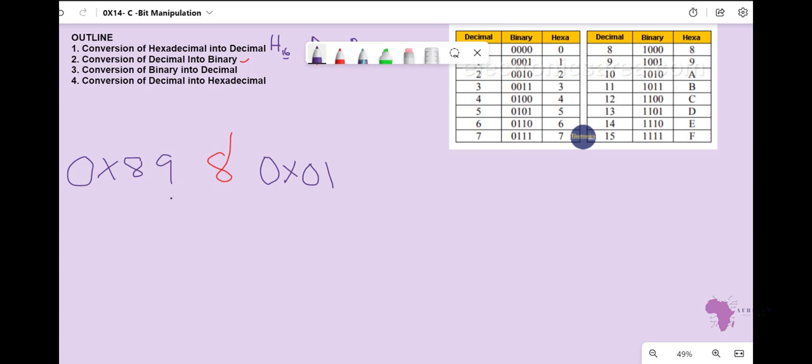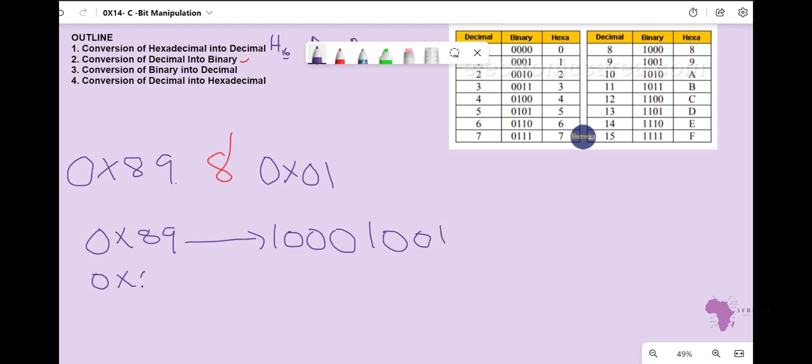So let's get into it now. First of all, I say we need to find the binary of this one. So the binary of this one, which you will calculate on your own as I've showed you, 0x89, its binary value will be equivalent to saying that it is 1000 1001, like that. Then we have another one, 0x01, which is equal to 0000 0001.